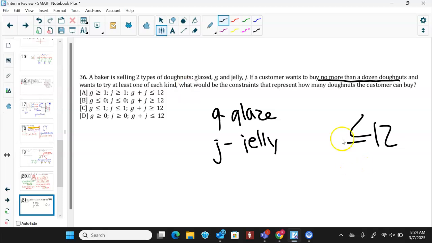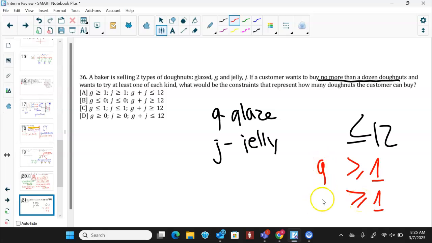So at least one would be more than or equal to one. So one or more of the glazed and of the jelly. So right here, we have to be less than or equal to 12. So this answer is not correct, this answer is not correct. And then you have between 0 donuts and at least one. So obviously the answer would be A.